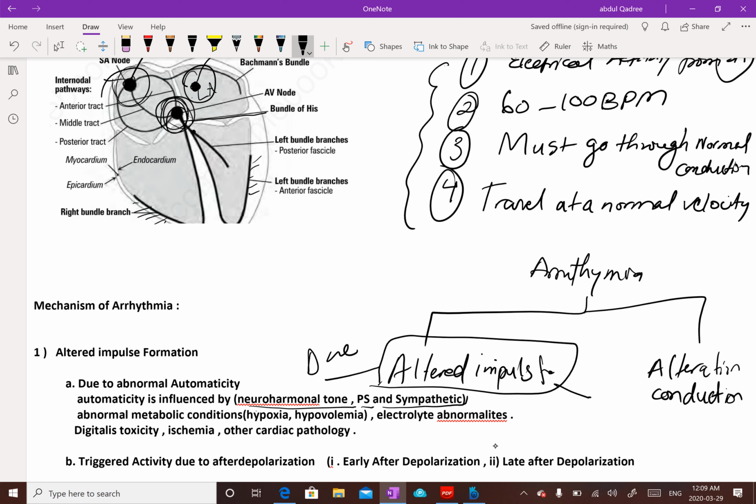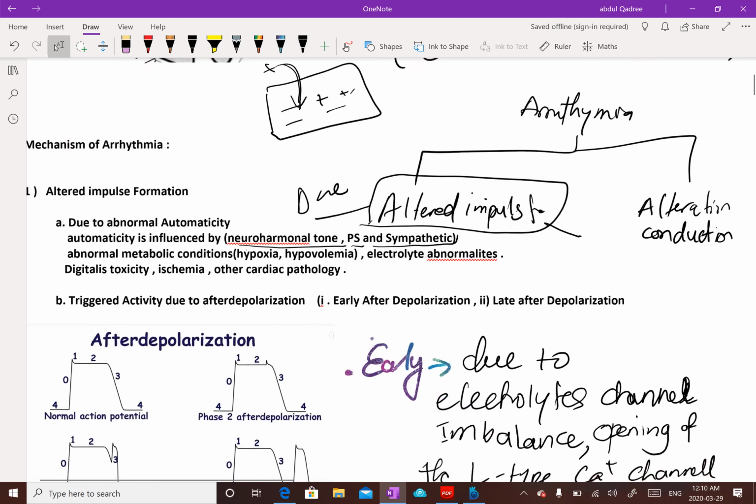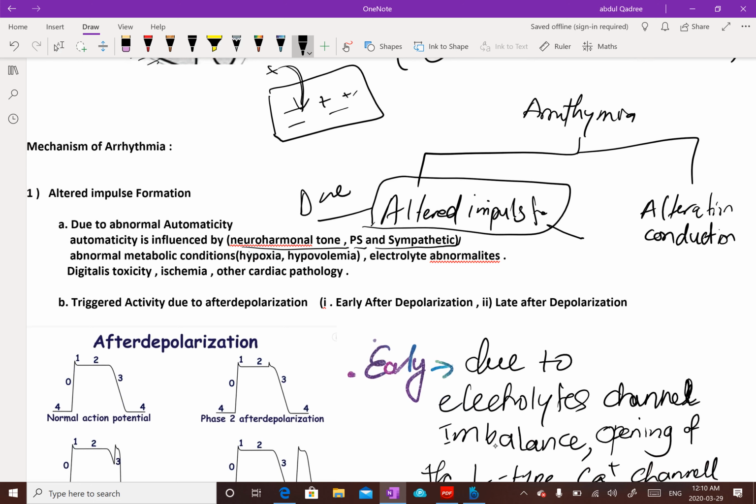Now, another branch of it, let's say we have a myocardial cell, right? Of course, we're going to have a negative charge inside the myocardial cell and positive outside. In order for depolarization to happen, the positive is going to come in here and start forming positive. So the cell gets depolarized. Now, let's say we call that next branch triggered activity due to afterdepolarization, and it's divided into early afterdepolarization or late afterdepolarization.